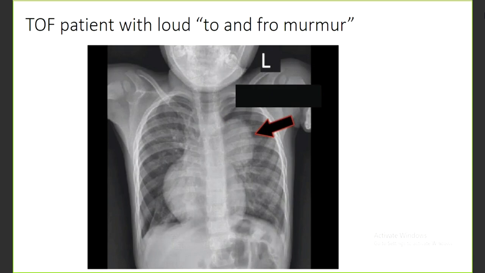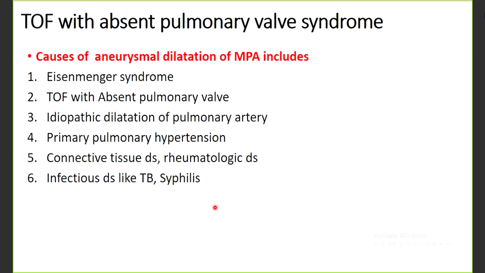And also there is massive dilatation of the right ventricle because a majority of the blood that is pushed into the pulmonary artery regurgitates back into the right ventricle. So very often, classically, this is one case where the TOF patient will have a large right ventricle, and the right ventricle is prone to fail. Now, other causes of aneurysmal dilatation of the main pulmonary artery may have to be considered when you see an X-ray like this, which includes idiopathic dilatation of pulmonary artery, primary pulmonary hypertension, and Eisenmenger.